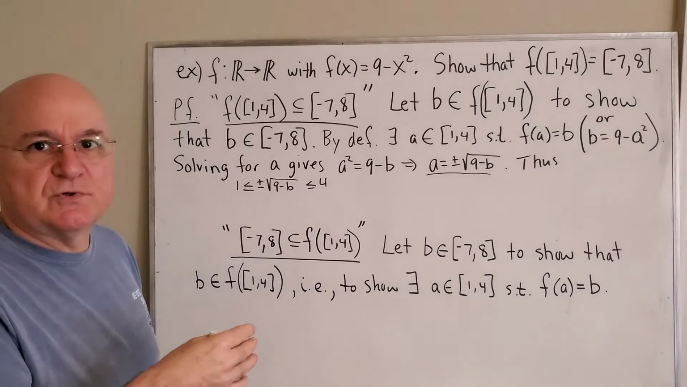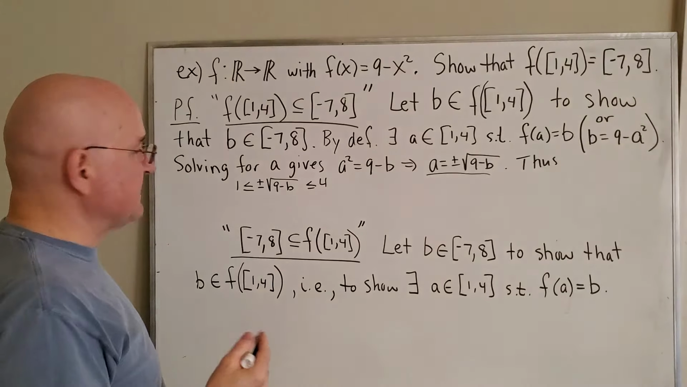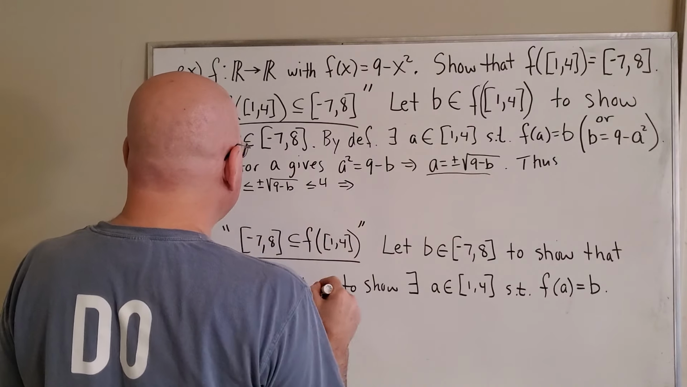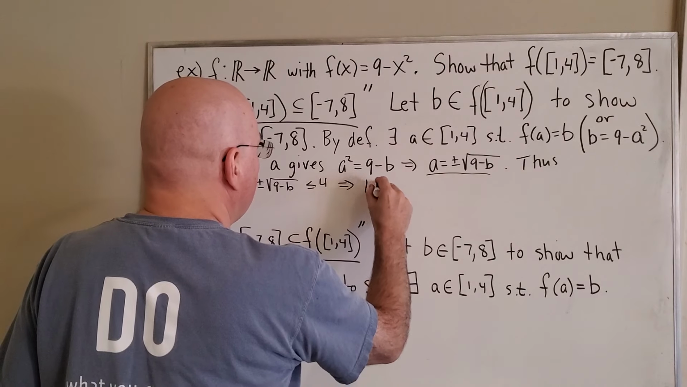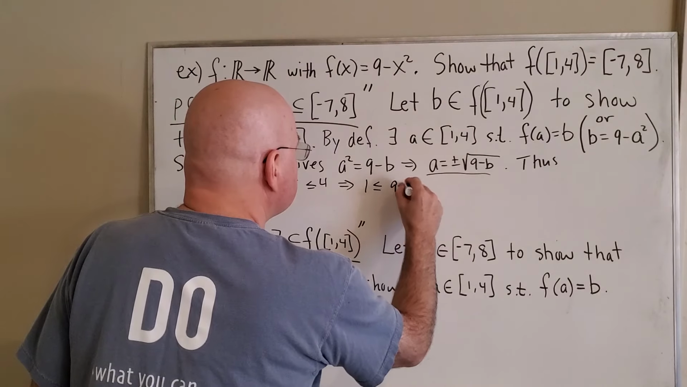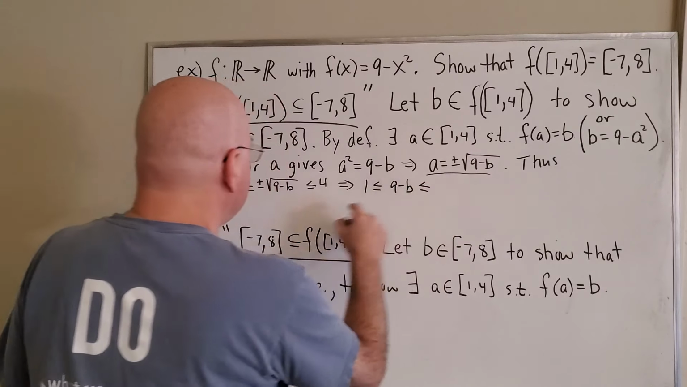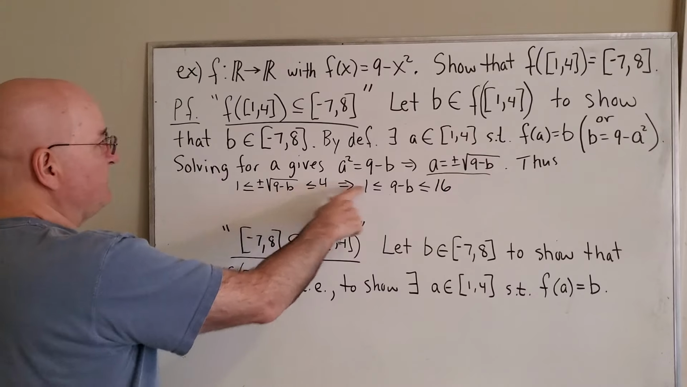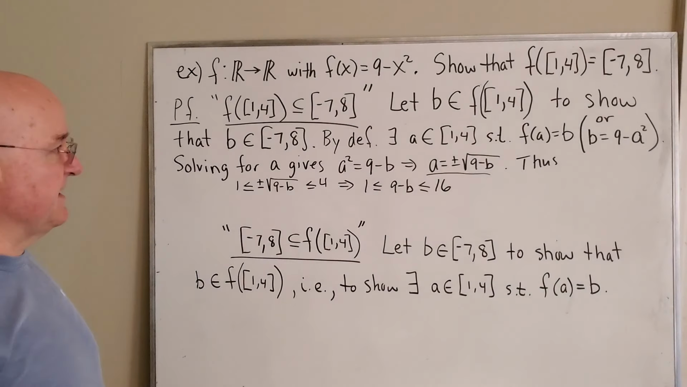But regardless, we're just going to square all three sections. By squaring all three sections, we get 1, square that; square this, we get 9 minus b; square this, we get 16. So what we did from this step to this step is simply square all three sections.